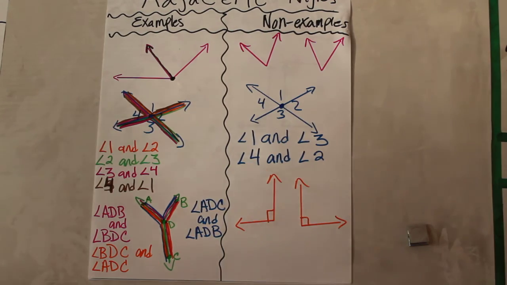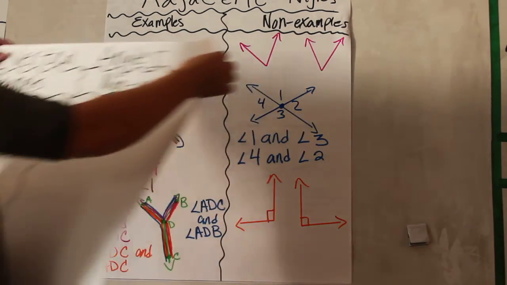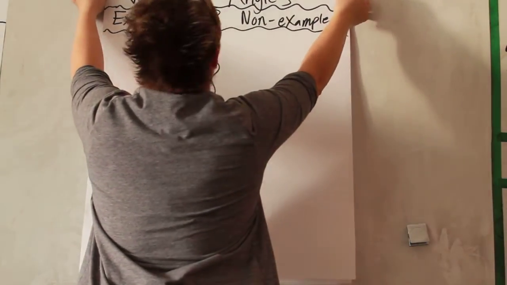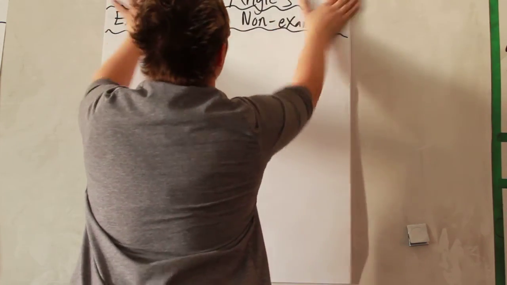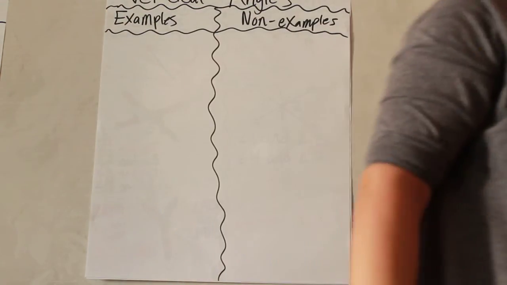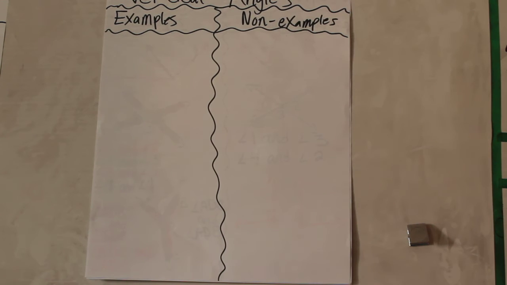Right, we are now going to move on to vertical angles. Vertical angles. Remember that vertical angles are angles that are straight across from each other.